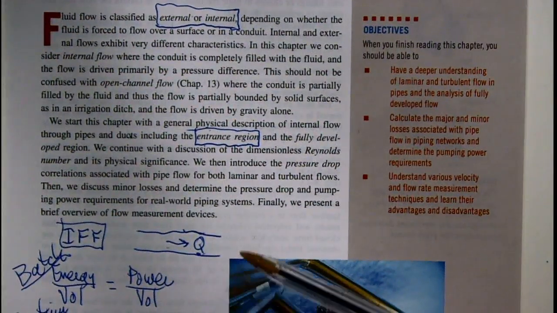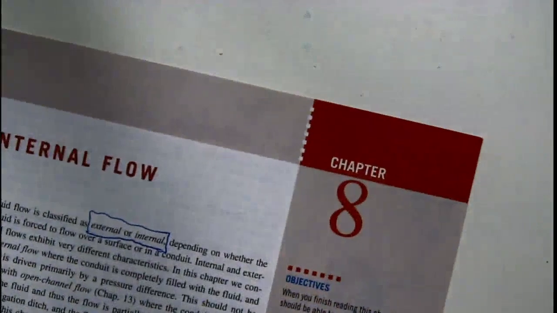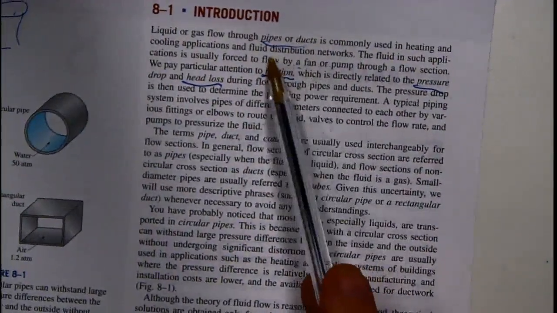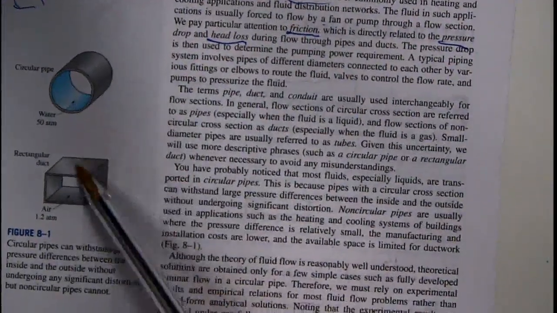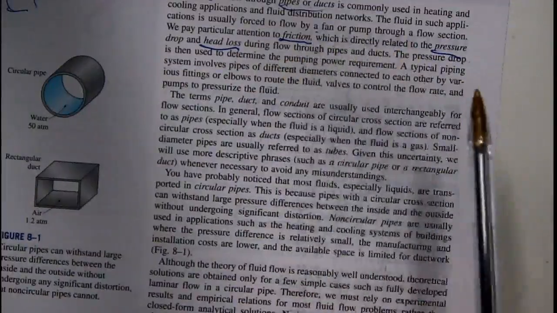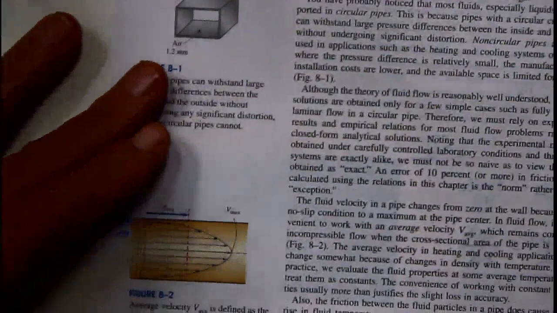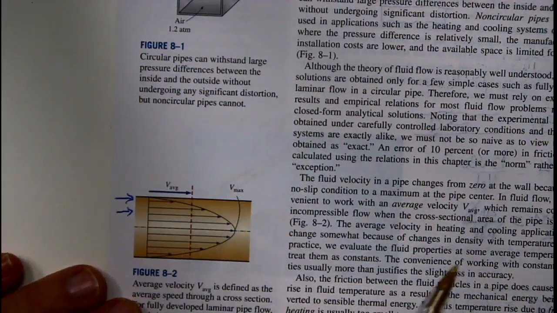Some equations down here might be of interest. Again, energy per volume is power per volume. Anyway, let's just move on here. See what else we got. We got flow in ducts and pipes. You're particularly interested in pressure drop and head loss and friction, some circular pipes in here. And we have the famous velocity profile in laminar flow.